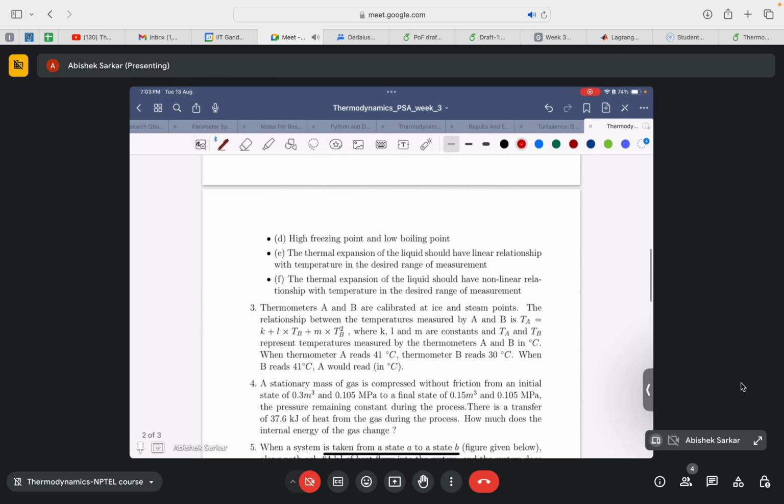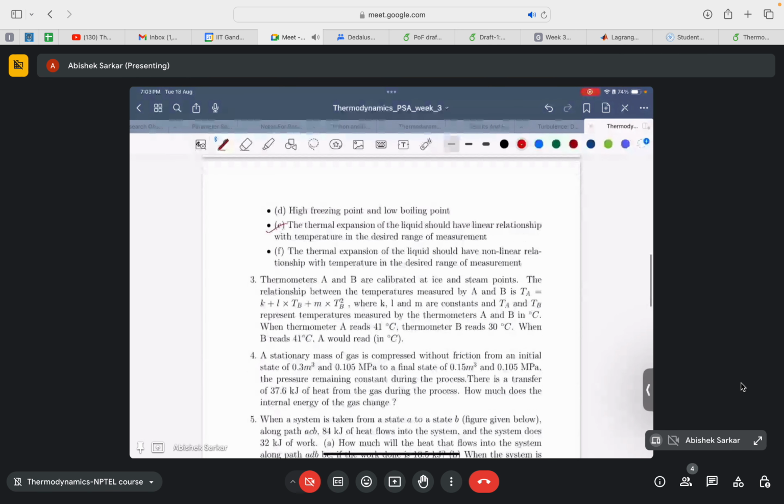And finally, option E: the thermal expansion of the liquid should have a linear relationship with temperature in the desired range of measurement. We dealt with an example where the length of the liquid column was given by this relation, and it is a linear relation, an equation of a straight line. So it is preferable if the change in length of the liquid column has a linear relationship with temperature in the desired range of measurement, so that the calibration becomes much easier.